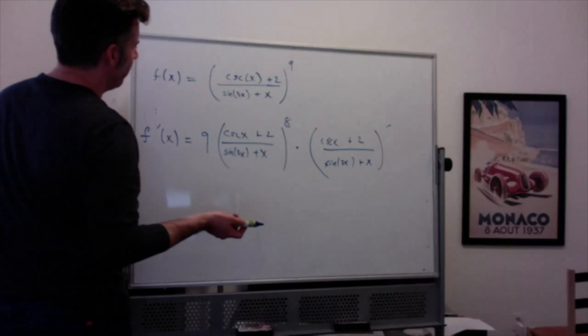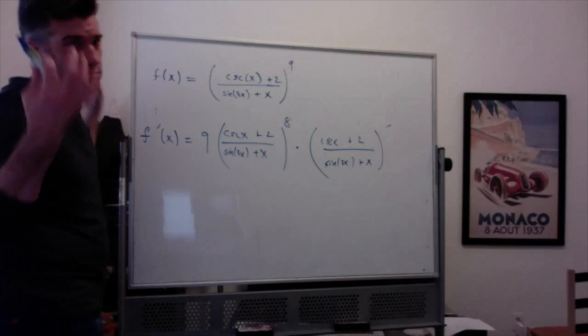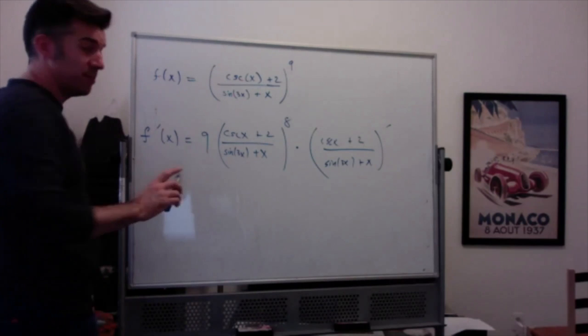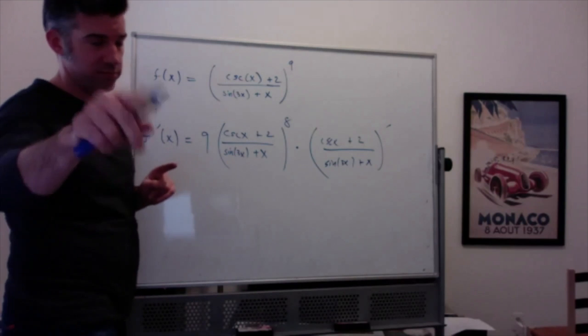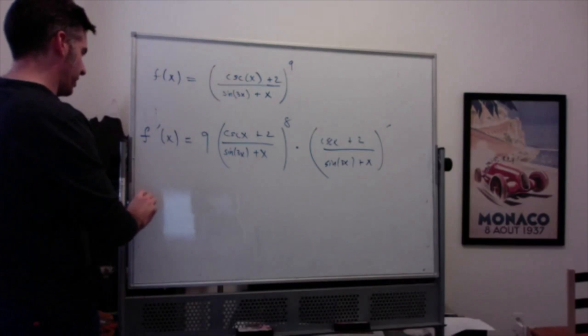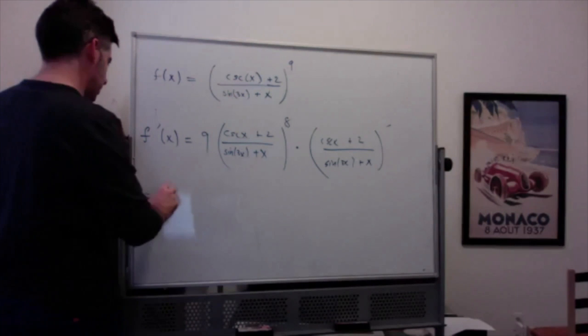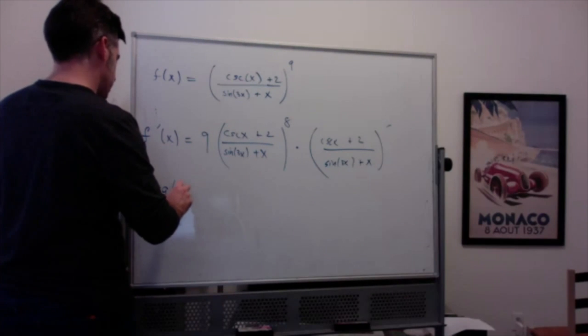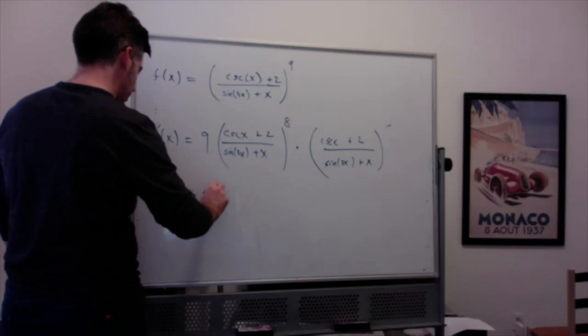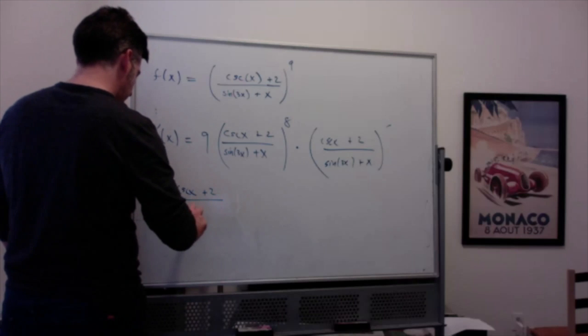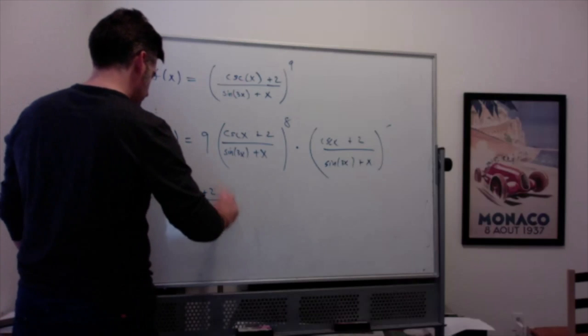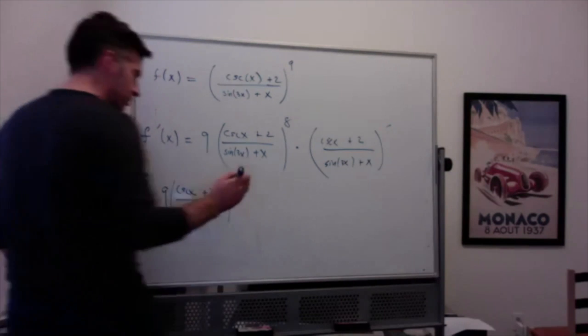Anyway, I did do the simplifying in the quiz. You can see all the simplification there. It's kind of a pain, but no big deal. So this is 9 times cosecant x plus 2 over sine of 3x plus x to the 8th power.